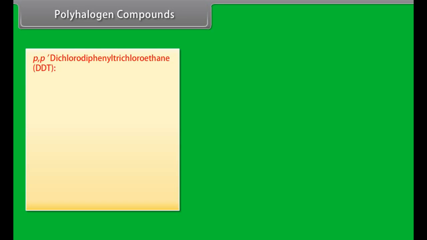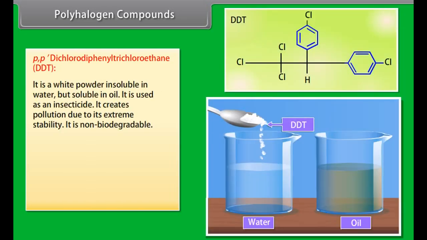p,p'-dichloro-diphenyl-trichloroethane. It is a white powder, insoluble in water, but soluble in oil. It is used as an insecticide. It creates pollution due to its extreme stability. It is non-biodegradable.